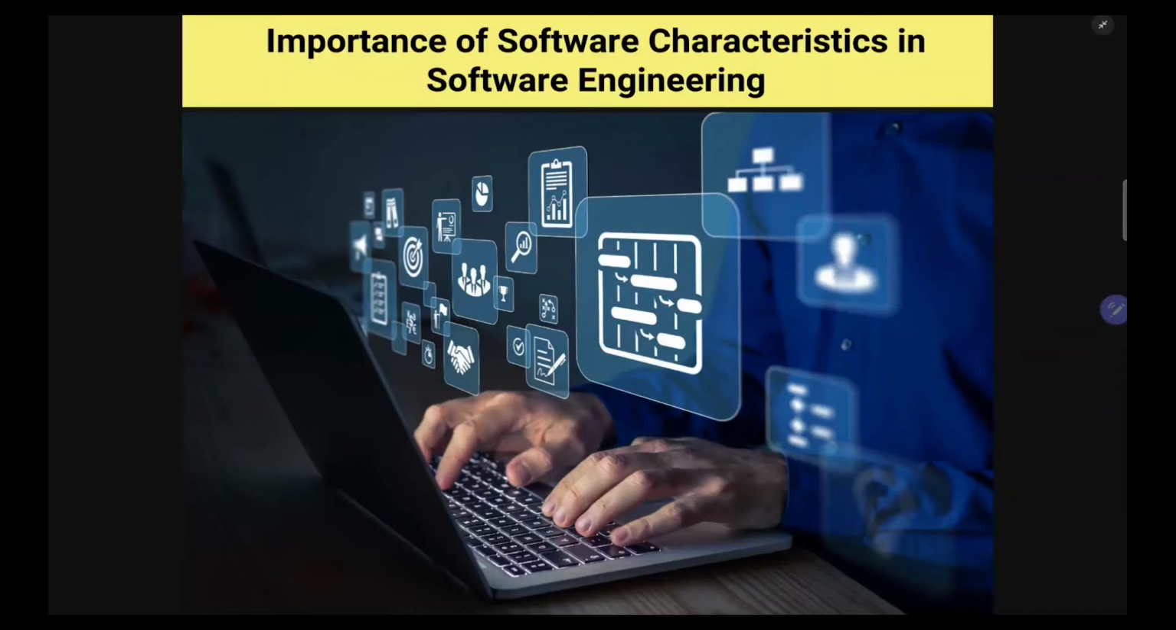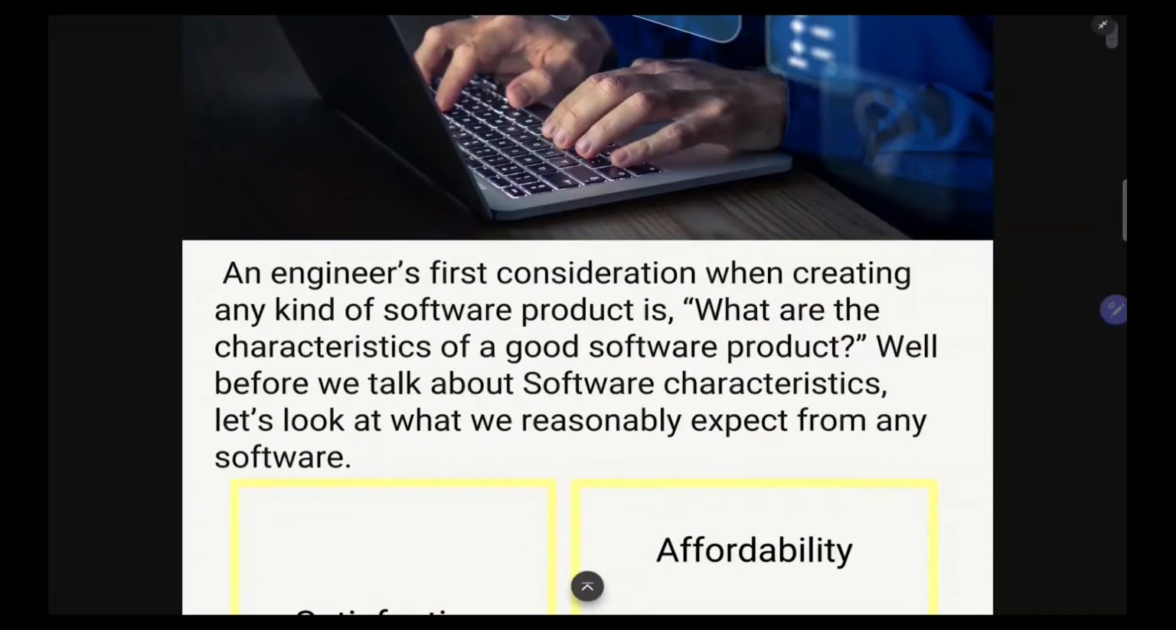It's Mouhcine. Today I'm going to talk about the importance of software characteristics in software engineering. To begin with, the first consideration when creating any kind of software product is: what are the characteristics of a good software product?